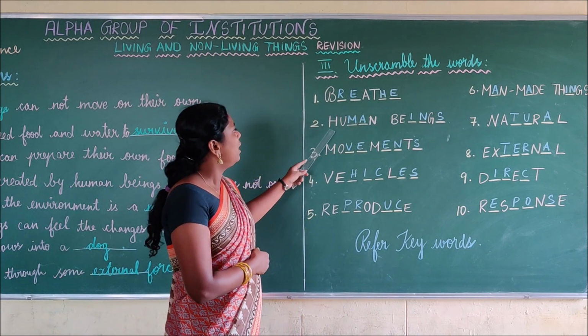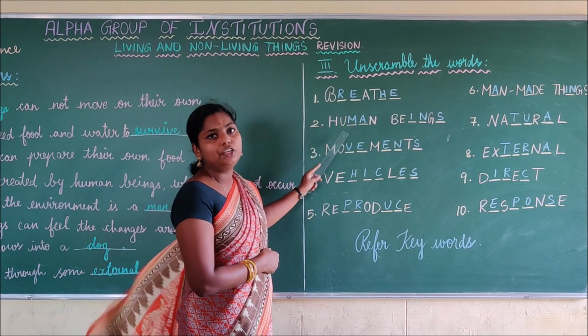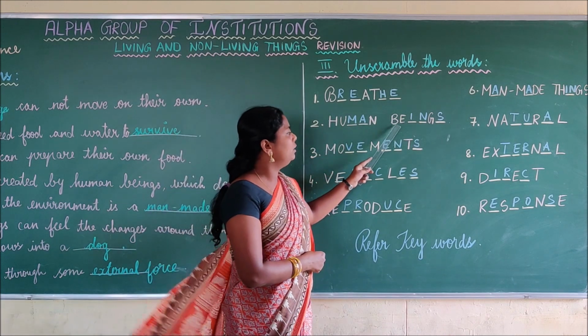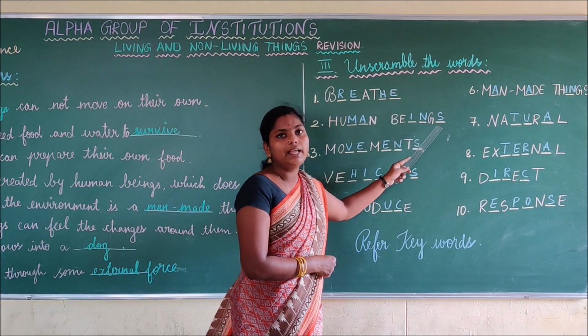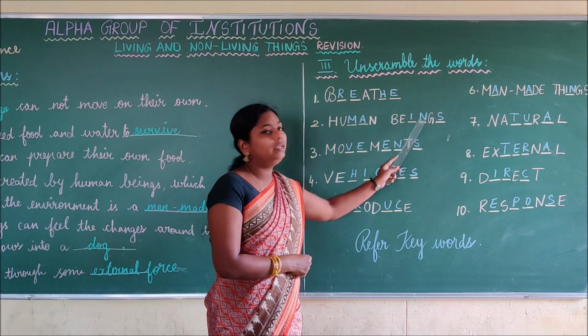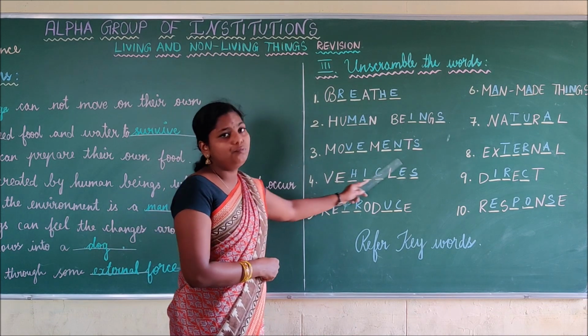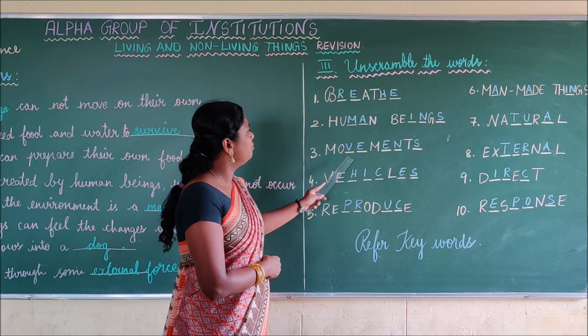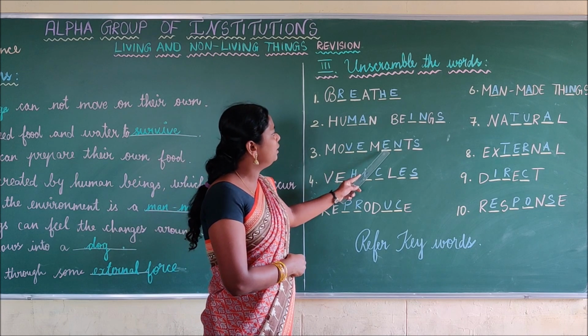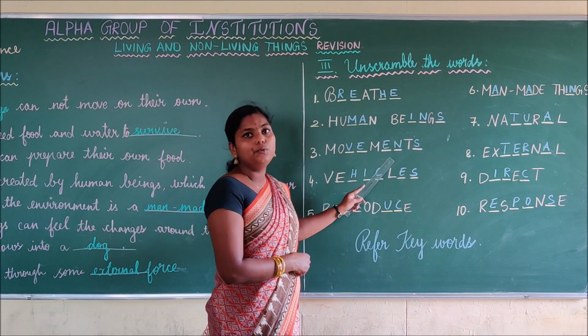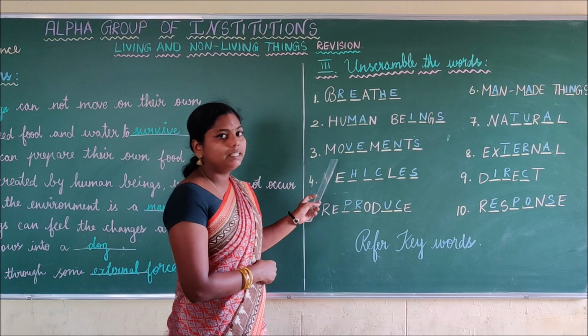The next one, H-U-M-A-N, human, beings, B-E-I-N-G-S, human beings. Is it clear, children? Third one, movements, M-O-V-E-M-E-N-T-S, movements. Shall we repeat it once again?